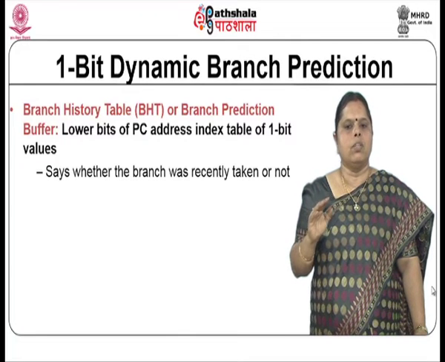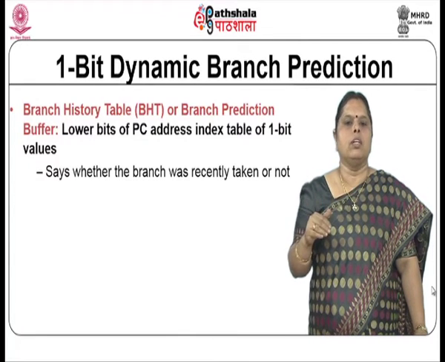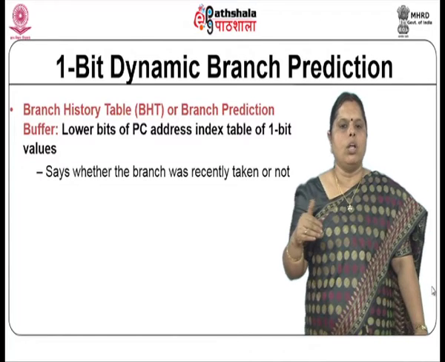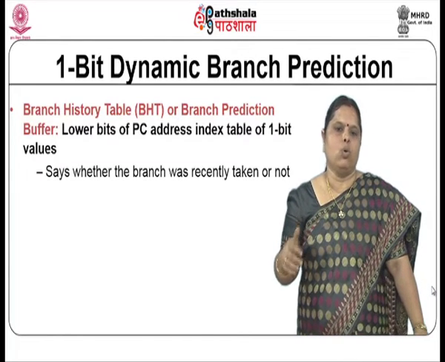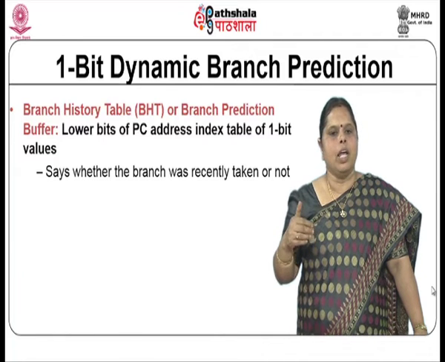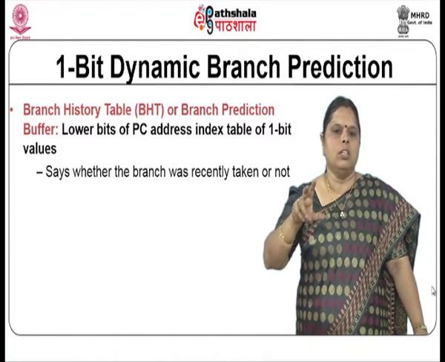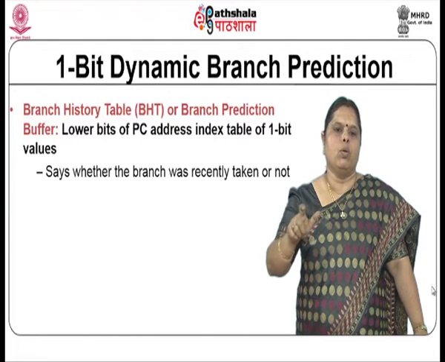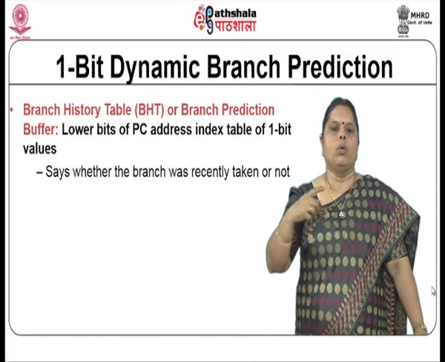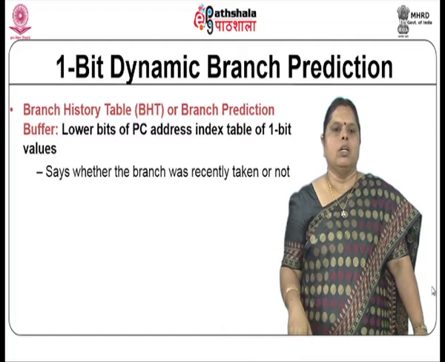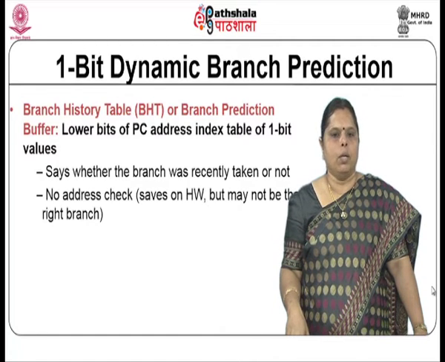Now, the downside of this is that many of the branches may have the same least significant 10 bits. So, you may after all get the prediction of some other branch, but that is okay. That is okay in the sense that many a time the basic block of your program is not too large. So, the addresses may not change too much; even if you look at a 10-bit address, it does not change beyond 10 bits if you are looking at short bodies of your program. So, it is very effective. So, that is the idea of a 1-bit dynamic branch predictor.